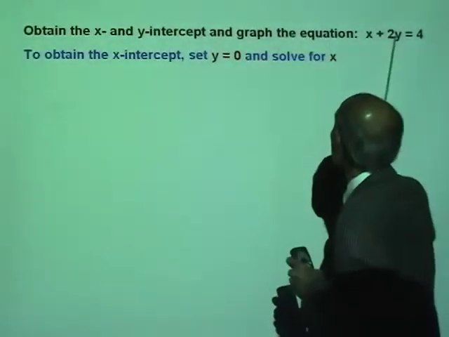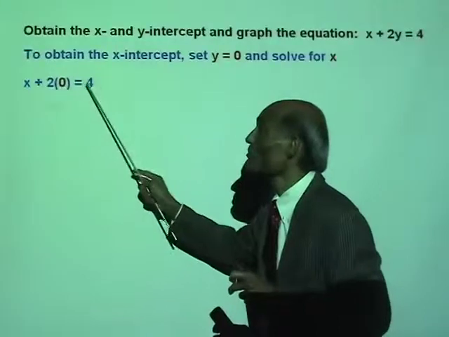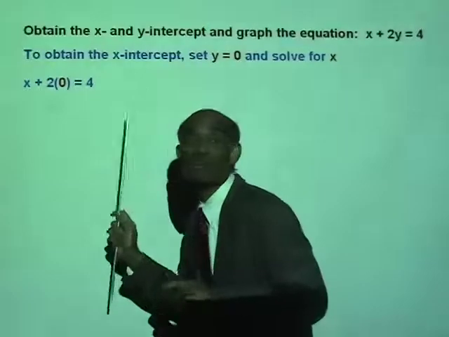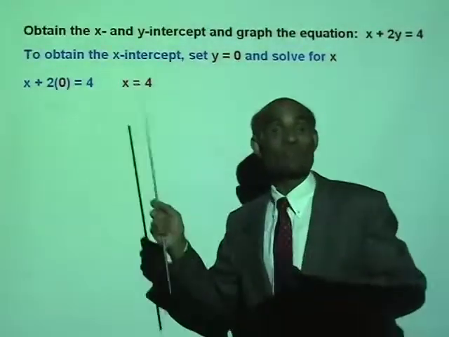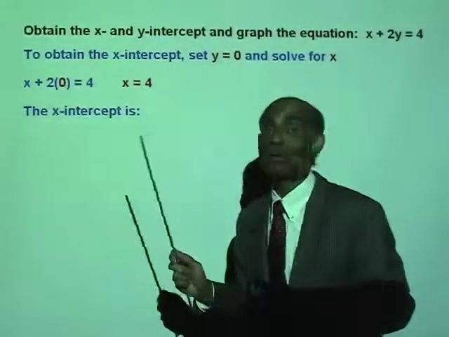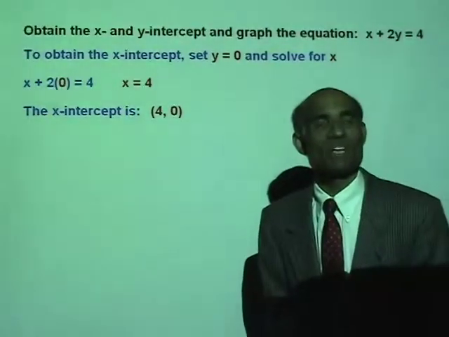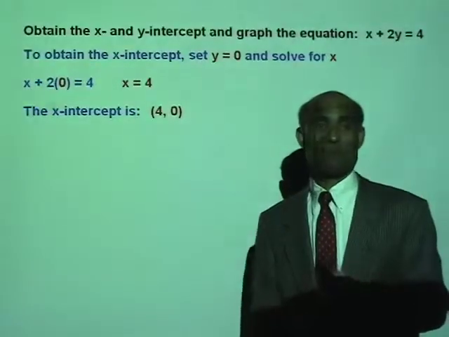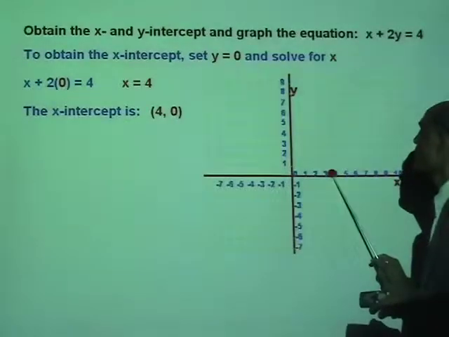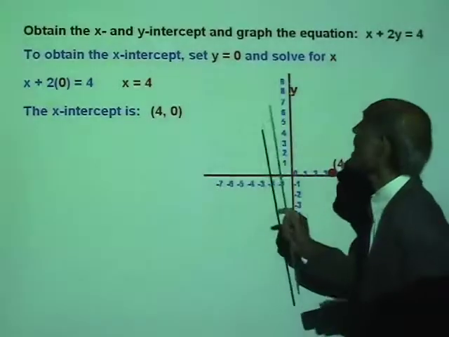Alright, let's do that. When you set y equal to 0, it gives you x plus 2 times 0 equal to 4. That will be x plus 0 equal to 4 or x equal to 4. That means x equal to 4, y equal to 0 is the x-intercept. Let's mark that. X equal to 4, y equal to 0 is this point. That is your x-intercept. Let's now obtain the y-intercept.